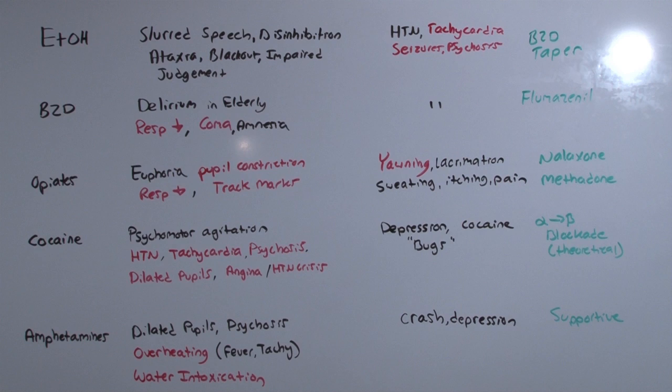Opiates, in their acute intoxication, can cause euphoria, but an overdose will look like pupil constriction, respiratory depression, and you may see track marks. Definitely look in between a user's toes to see if they're using the veins in between their toes, which they can hide. So no track marks will be found on their arms, but they might be found either on the penis or in the space between the toes. An acute intoxication, that is, an overdose, can be treated with naloxone.